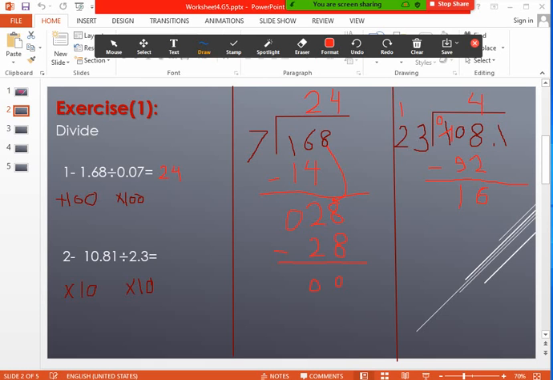Okay, Reem. What is your name? Yes, what about the decimal point, Reem? What do I have to do with the decimal point? Not down, up in the quotient in the same place. Now I will take the 1 and put it down. 161 divided by 23.